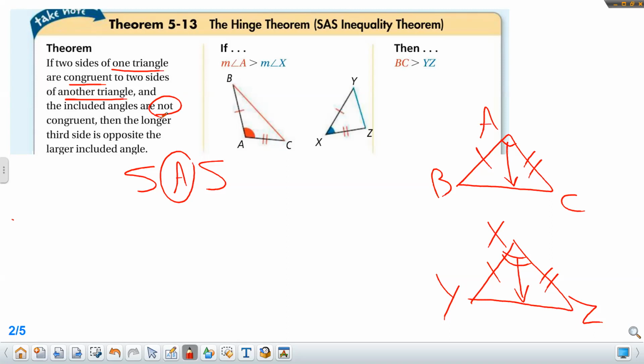So here we can say AB equals XY and AC equals XZ, but measure angle A is bigger than measure angle X. So we can say BC, the side opposite to the bigger angle, is greater than YZ, the side opposite to the smaller angle. So BC is bigger than YZ. Okay, this is the first theorem.